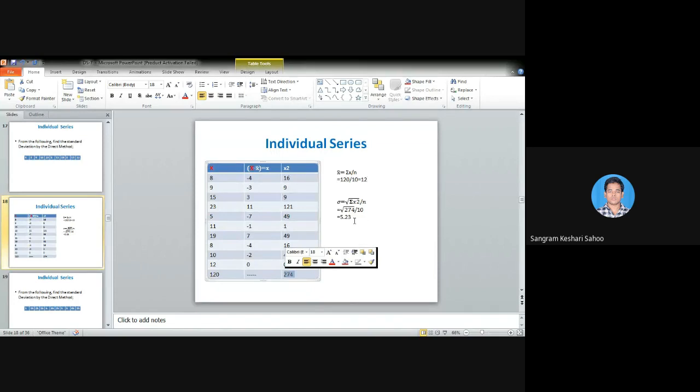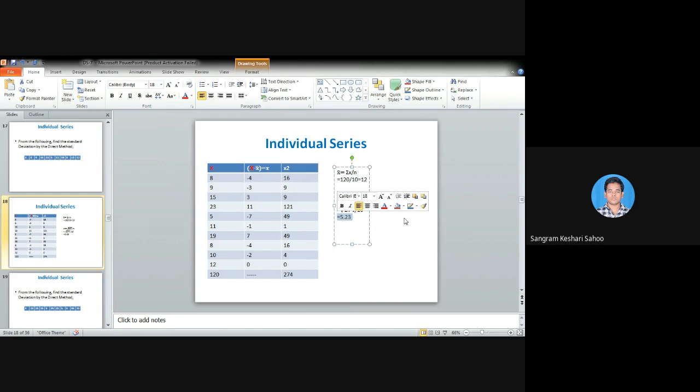The value is 274. As per the formula, sigma equals the square root of sum of x square divided by N, minus the square of sum of x divided by N. The standard deviation value equals 5.2. Go down, then we will proceed for solving the exam from your side.